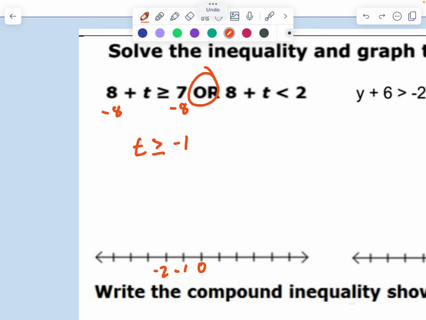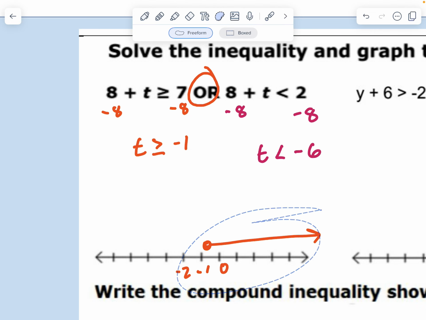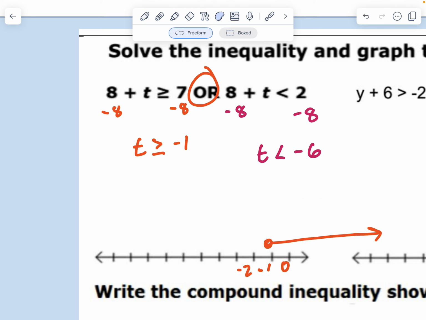Oh, greater than. Sorry, I messed that one up. Greater than, filled in circle. Going to the right, this one, subtract 8, t is less than -6. I'm going to have to give myself more room. Just read that one wrong right away. Let's move that guy down there. -3.